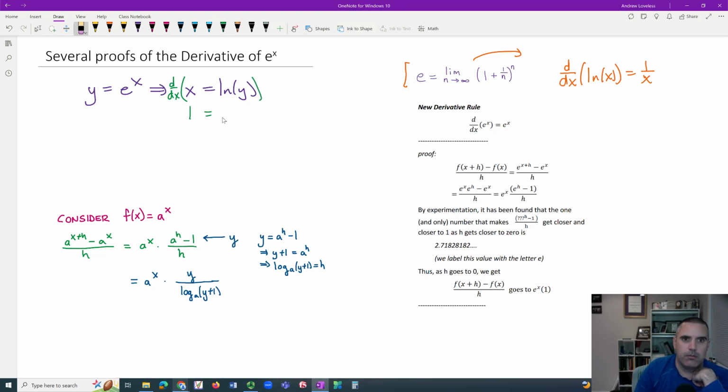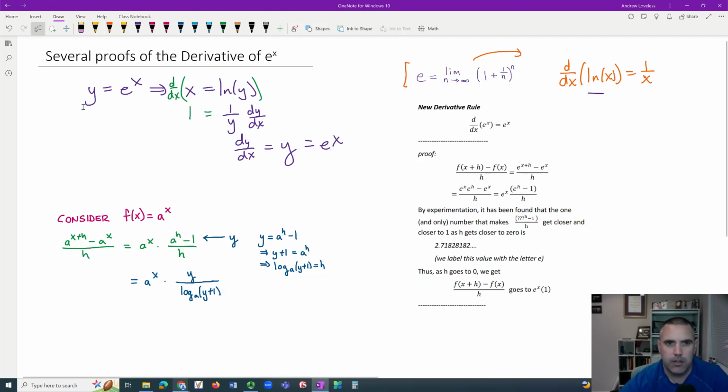But then you can take the derivative using the rule you already know, times dy/dx. And that's often the way it is when you have two functions, one that's the inverse of the other. You find whichever one is easier to take the derivative of or to prove, and then you use that to prove the other one. So from this, you get dy/dx has to be y, and y is e to the x. So I kind of like that proof, but that requires we know the derivative of the log. So there's the proof using that.